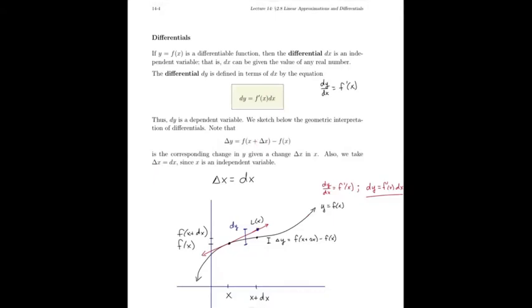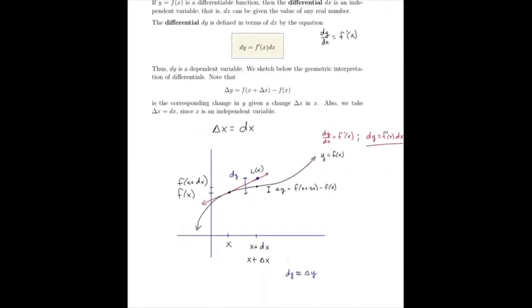But for now, the change in y, if we were to look at the graph of this function, and we'll do that down below in a moment, is equal to f evaluated at x plus delta x, and then minus f of x. This is where f was to where f ends up. Okay, so let's look at that down in the picture below in the graph.